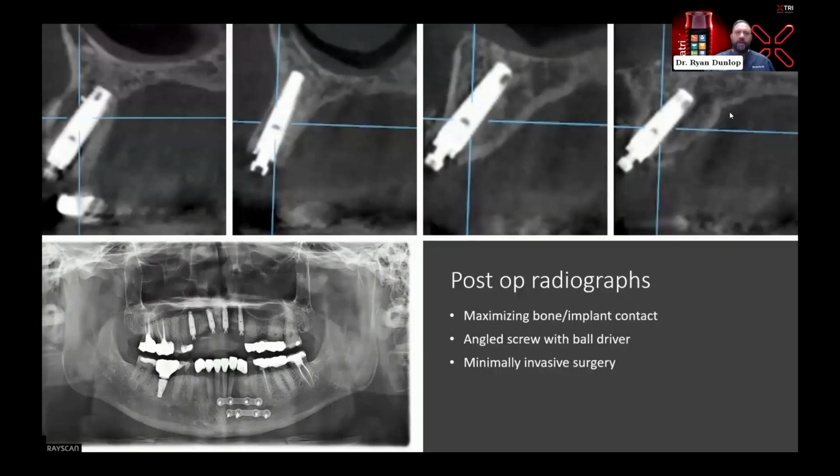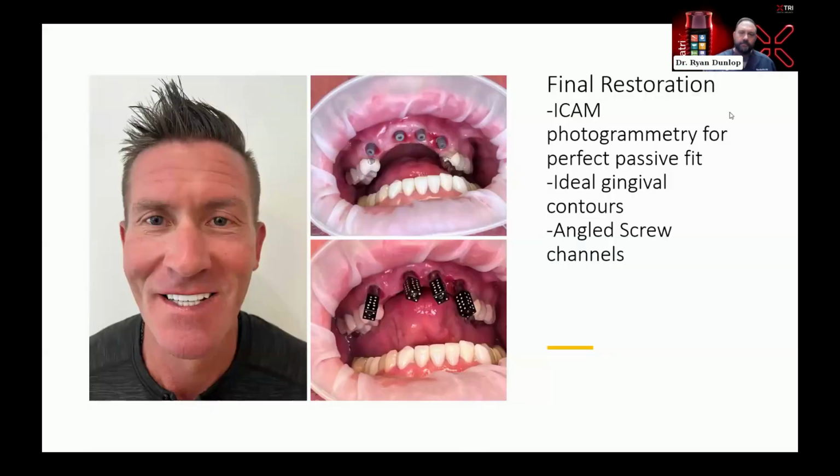We take some radiographs and we see that, you know, I put the implants where the best bone was, which is great for them. But I didn't have to put my implants in a compromised position to get the screw access hole in a favorable exit point. So this is really, really nice. You can put your implants where the best bone is, and then you can angulate your screw access channel to be ideal. This is what it looked like after it healed.